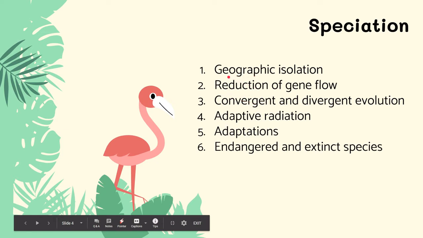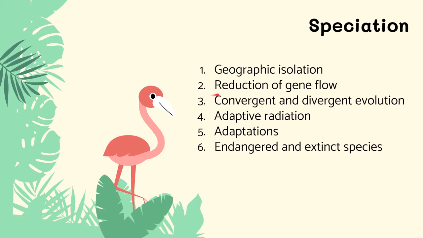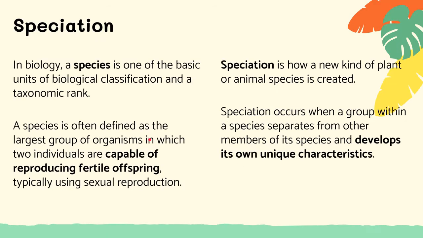We will talk about geographic isolation, reduction of gene flow, convergent and divergent evolution, and adaptive radiation. We'll also look into adaptations of plants and animals and a little bit of information about endangered and extinct species.